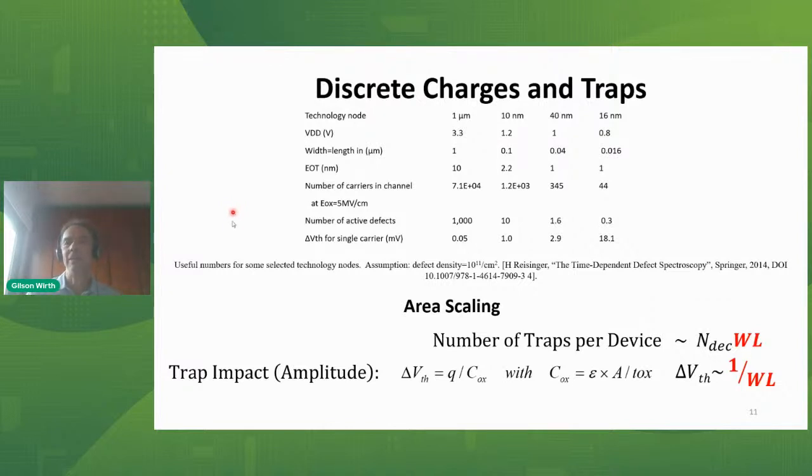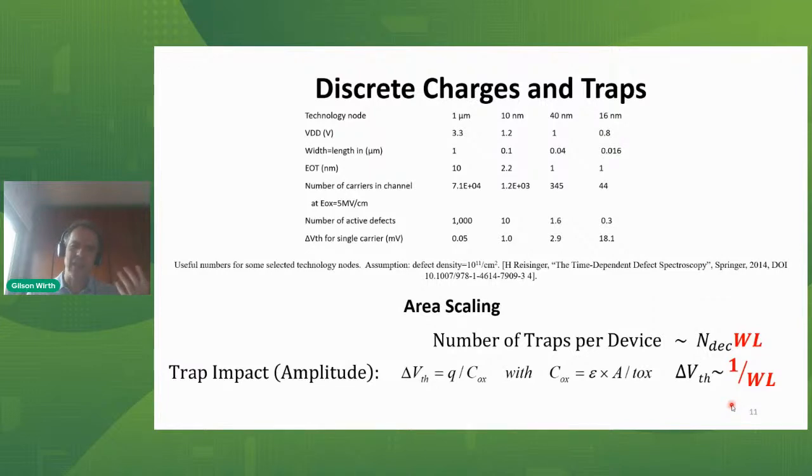So basically what is found in the literature is that the number of traps per device is proportional to the area. If you double the area of the device, you may expect to find twice the number of traps. So the larger the device, the larger the number of traps you expect there. On the other hand, the trap impact amplitude is expected to increase with area scaling down. So the smaller the area, the larger the impact of the trap.